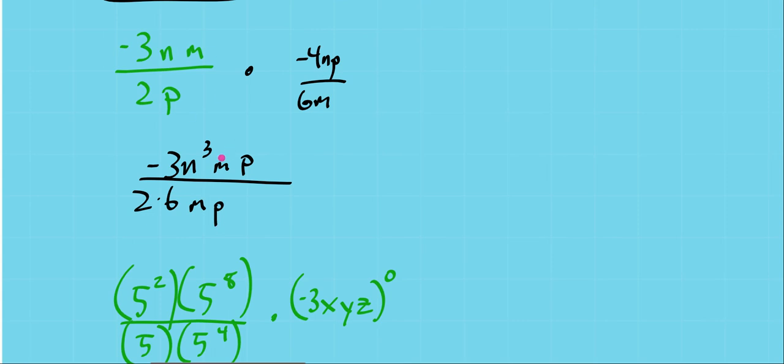If we're looking to cancel out pairs, m by m, p by p, there's 3 n's that don't have anything to cancel with. And for negative 3 over 2 times 6, 2 times 6 is 12. So negative 3 over 12 reduces to negative 1 over 4. And we still have n cubed, which is the only other thing that didn't cancel out.